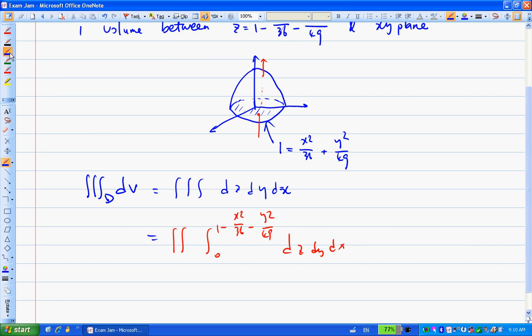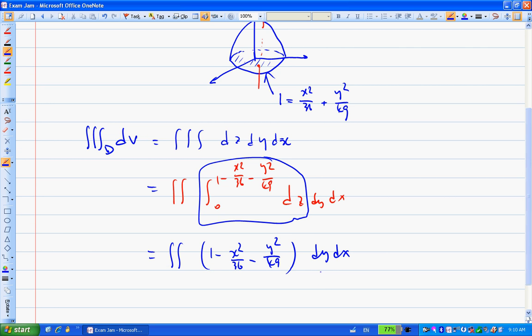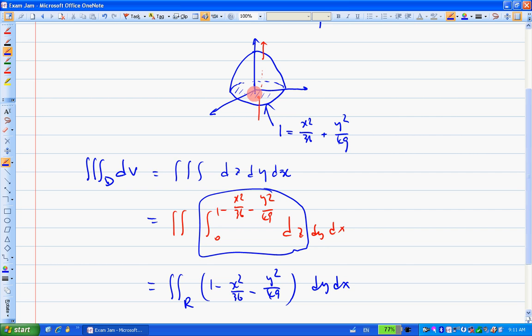Just for this integral right here, what do we have? We have a double integral of 1 minus x squared over 36 minus y squared over 49, dy dx. That's after the first integral. Was that clear? Okay, so the difficulty comes from here. Now we need to determine the limits for x and y, and the x and y limits are based on the shadow here.